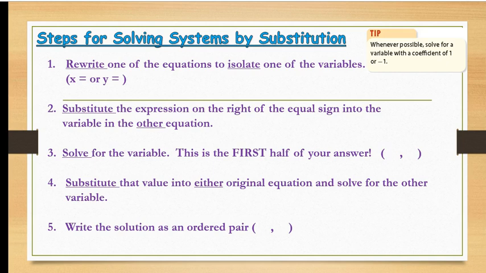Next, you're going to substitute the expression on the right of the equal sign into the variable in the other equation. Then you're going to solve for the variable. This is the first half of your answer. Then you're going to substitute that value into either original equation and solve for the other variable. Then you'll be able to write your solution as an ordered pair.